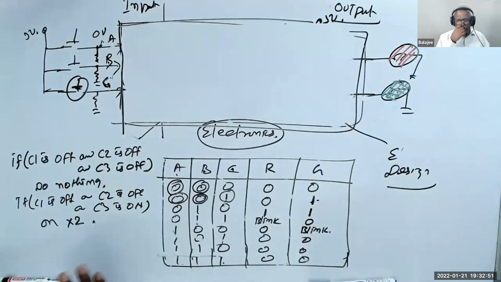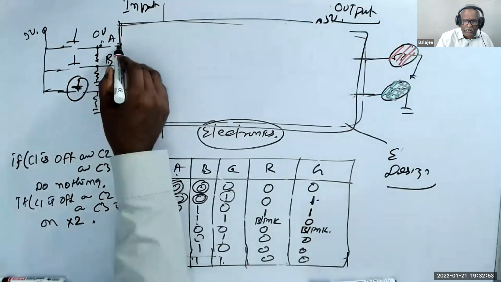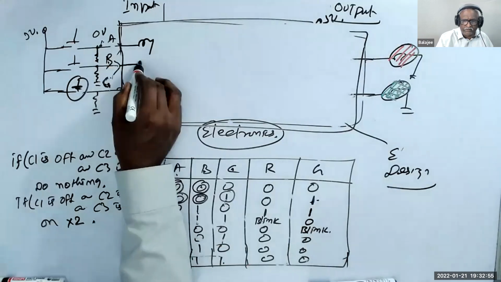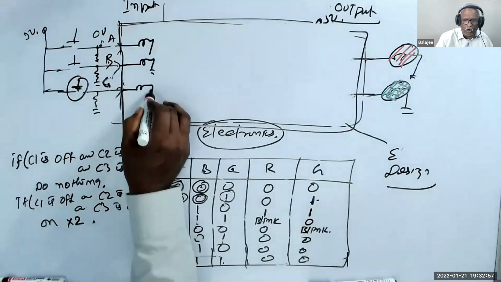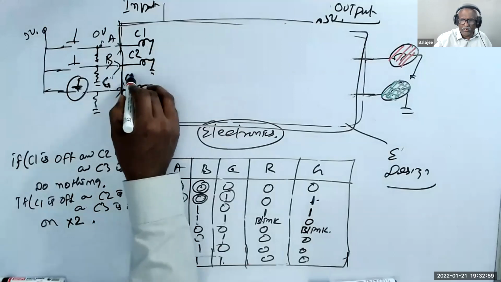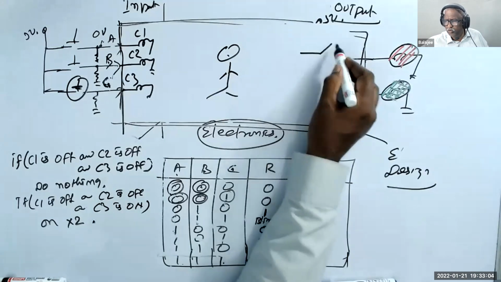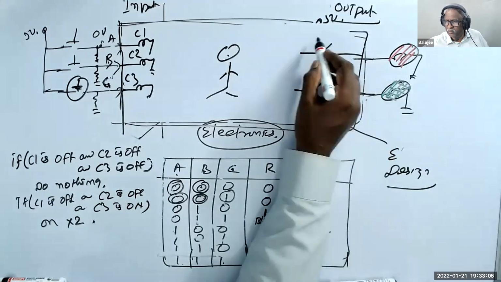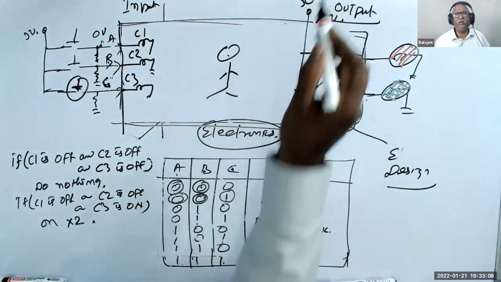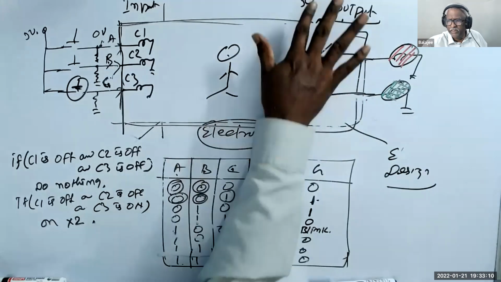That's it. Now, internally, we connect 3 bulbs. We call them C1, C2, C3. There's a human being. Then he connects 2 switches here. 5 volt. You understand? I connected to 5 volt.